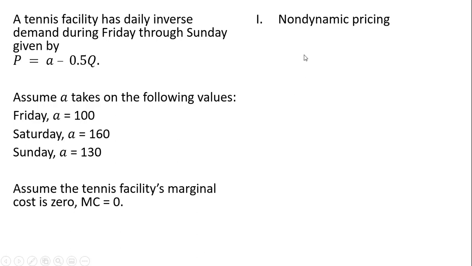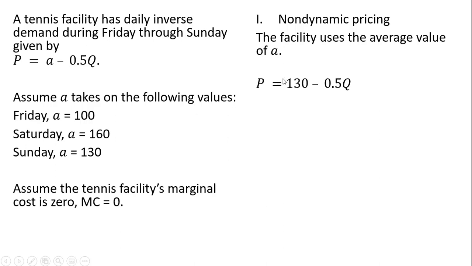If we were going to do non-dynamic pricing and not respond to changes in demand, the facility might use the average value of A. So the average of these three values here, we got 390 divided by 3. A will just equal 130. Okay, so this is where this 130 comes from. It's just the average of these three values.